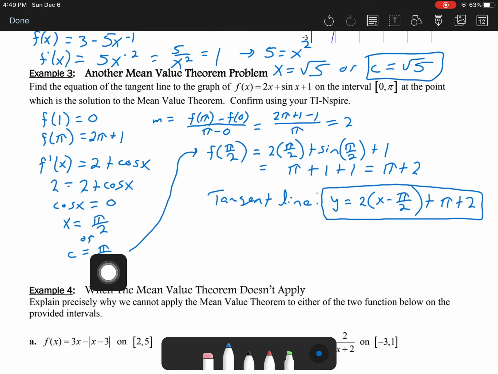And then we also need to get the y-coordinate for that input. So back into our original function, we're going to do f of pi over 2. Simplifying that expression, we end up getting pi plus 2. So we've got our point, our ordered pair, which is pi over 2 and pi plus 2. Those are our x and y coordinates. So those go here: pi over 2 for x minus x, and then y minus y, which I moved over here. So this is x plus 2, and our slope is 2. So there's our equation of our tangent line.